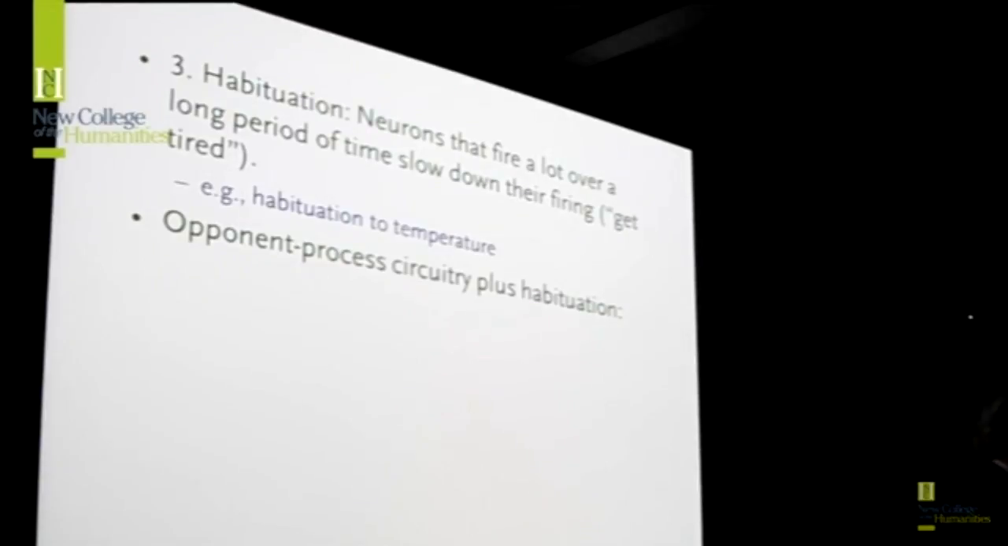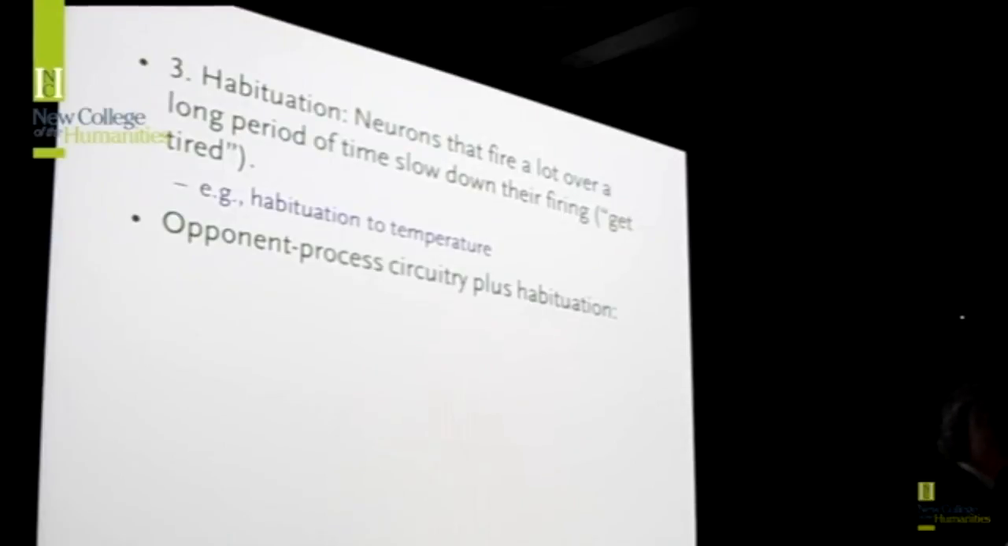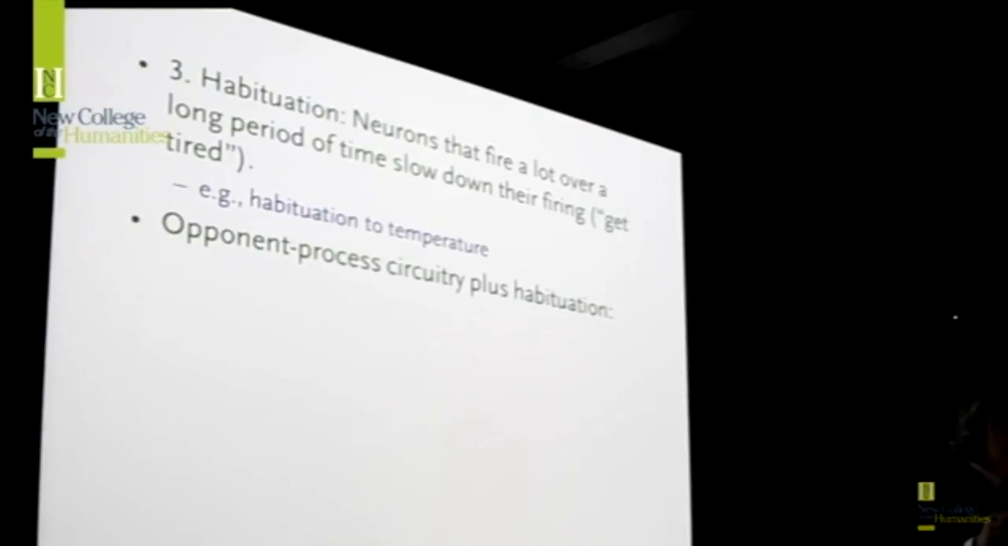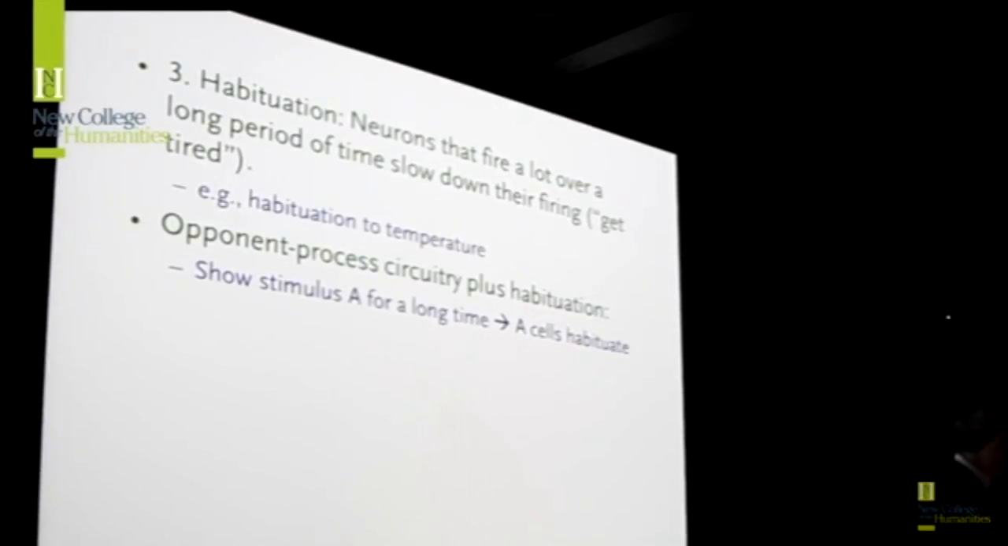Now, again, I'm going to ask you to combine two of the separate features of neurophysiology that I explained separately. Now combine habituation, the fact that neurons return to their resting rate, with opponent process circuitry, the fact that downstream neurons give rise to a perception that will be two poles of a continuum, depending on whether they are above or below their resting rate. And you get the perceptual phenomenon that we call an after effect.